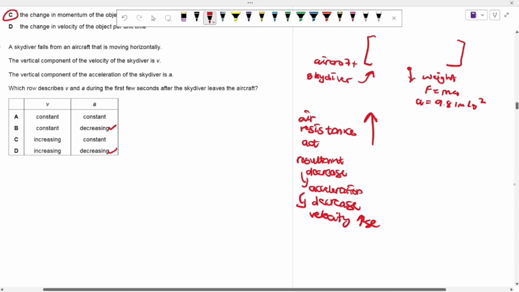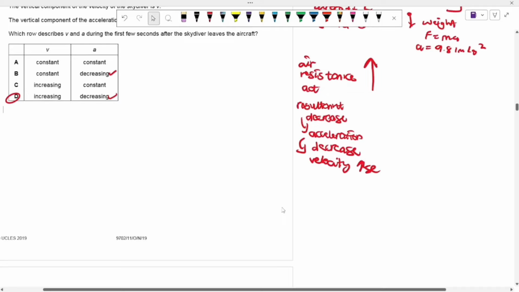So as they fall down, air resistance begins to act, and the rate of increase of the velocity begins to decrease. So the velocity will still be increasing, but at a decreasing rate. That's why the acceleration will be decreasing. There'll come a point where the acceleration will be equal to 0, where the air resistance and the weight are equal. Hence, at that point, the velocity will be constant. We have reached terminal velocity. But for now, acceleration will be decreasing, but since there's still an acceleration, the velocity will be increasing, and the answer will be D. Very important for you to be thinking of that.